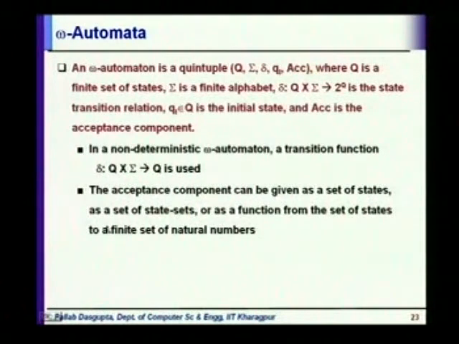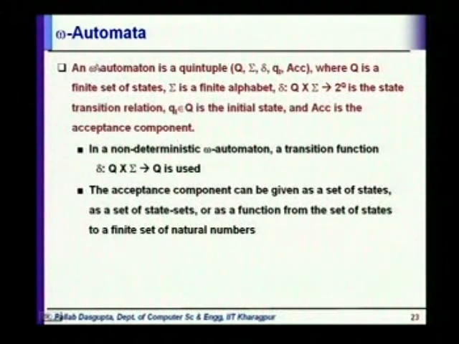An omega automaton is a quintuple like this, Q, sigma, delta, Q_I, ACC, where Q is a finite set of states, sigma is a finite alphabet, and delta from Q cross sigma to 2 to the power of Q is the state transition relation. When we say 2 to the power of Q, this means it is a non-deterministic relation. Q_I belonging to Q is the initial state, and ACC is the acceptance component.